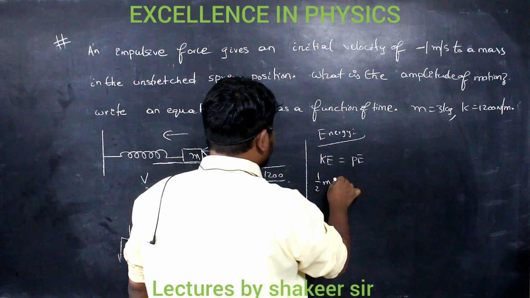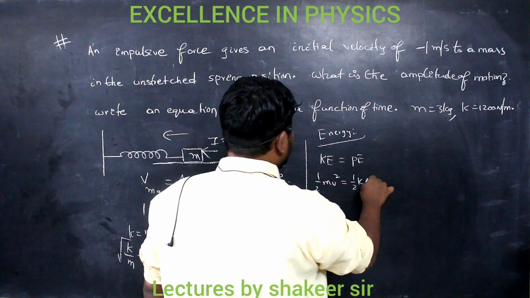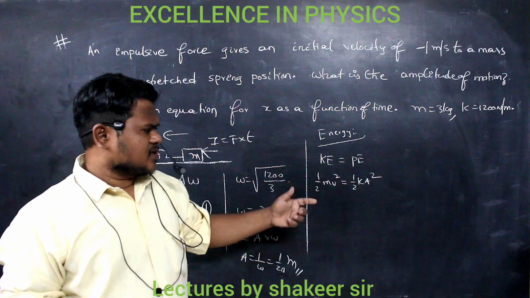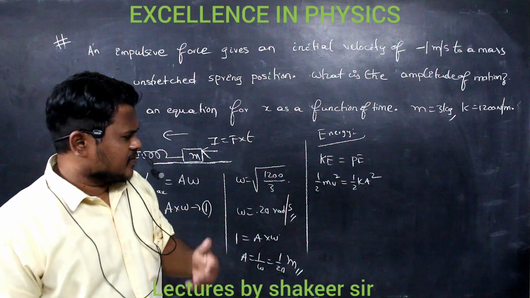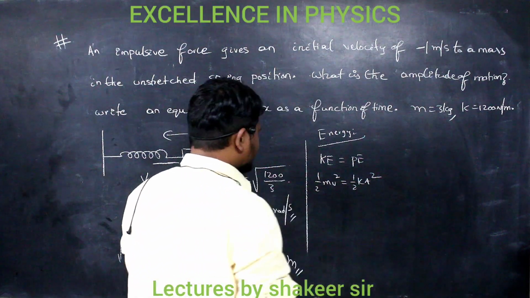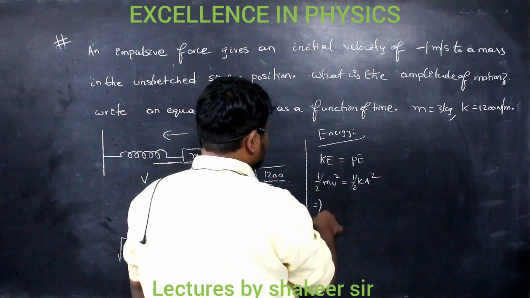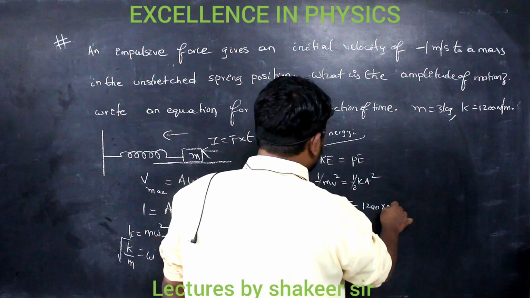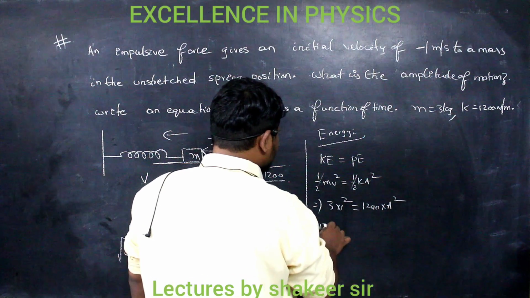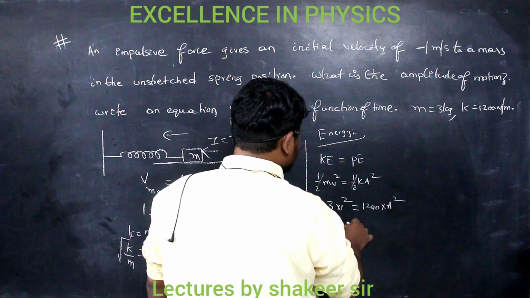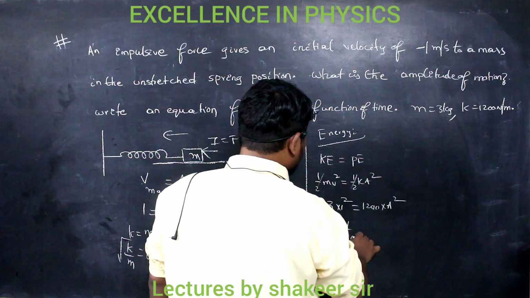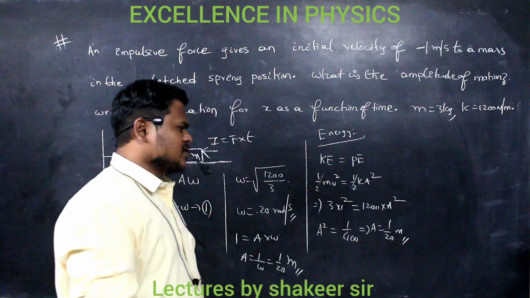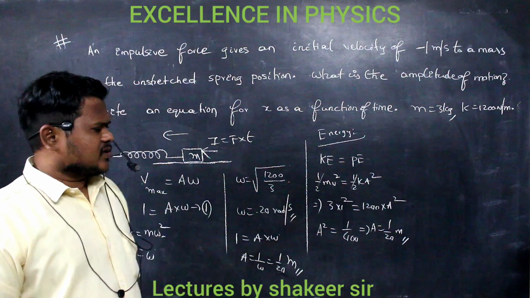So therefore, half mv square is equal to half k A square. Why A square? Generally the potential energy equation is half kx square, no? But at the extreme position, x value converts into A, that is the maximum displacement, which is the amplitude. So half and half get cancelled. Mass is 3. Velocity is 1 square. K value is 1200. Amplitude I don't know, so A square. So A square is 3 by 1200, which is 1 by 400. So A value is 1 by 20 meters. That is the same result which I got previously also. So this is the second method of doing the problem.